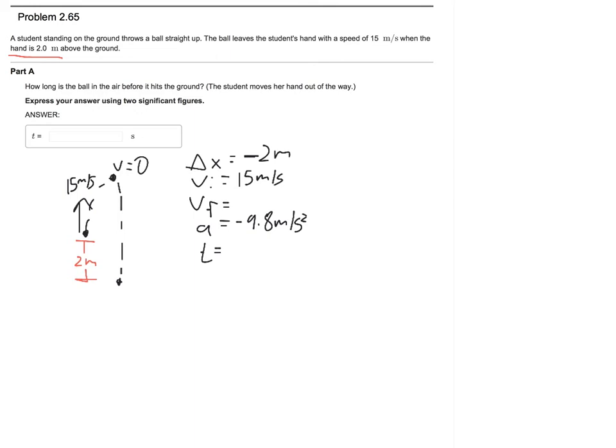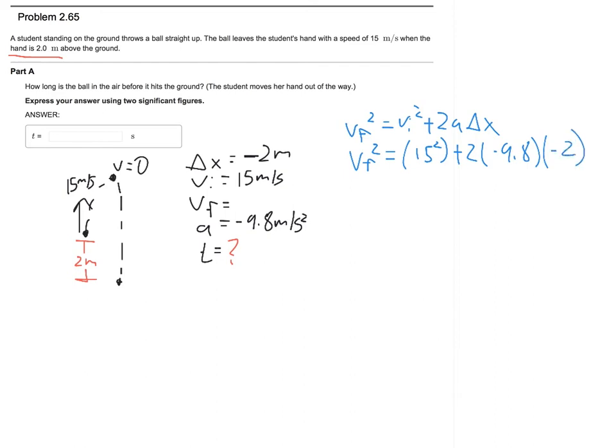So I'm going to go ahead now and use that information to solve for time. So if you do use the delta x equation, you will get a quadratic, and that's perfectly acceptable. What I'm going to do, though, is I'm actually going to use my VF squared equation. So this is the quadratic trick here. And I'm going to use that VF squared equation to get my final velocity first, and then I'll be able to go ahead and solve for my time. So with that, we have VF squared equals 15 squared plus 2 times negative 9.8 times negative 2. It's important we're careful with our signs here. If we're not, we will get the wrong answer.